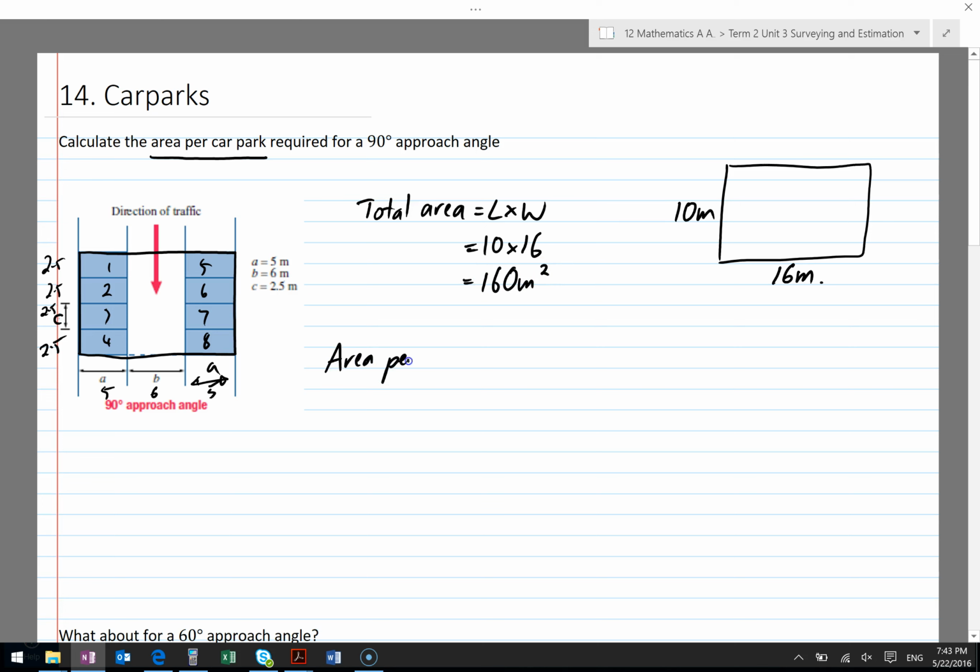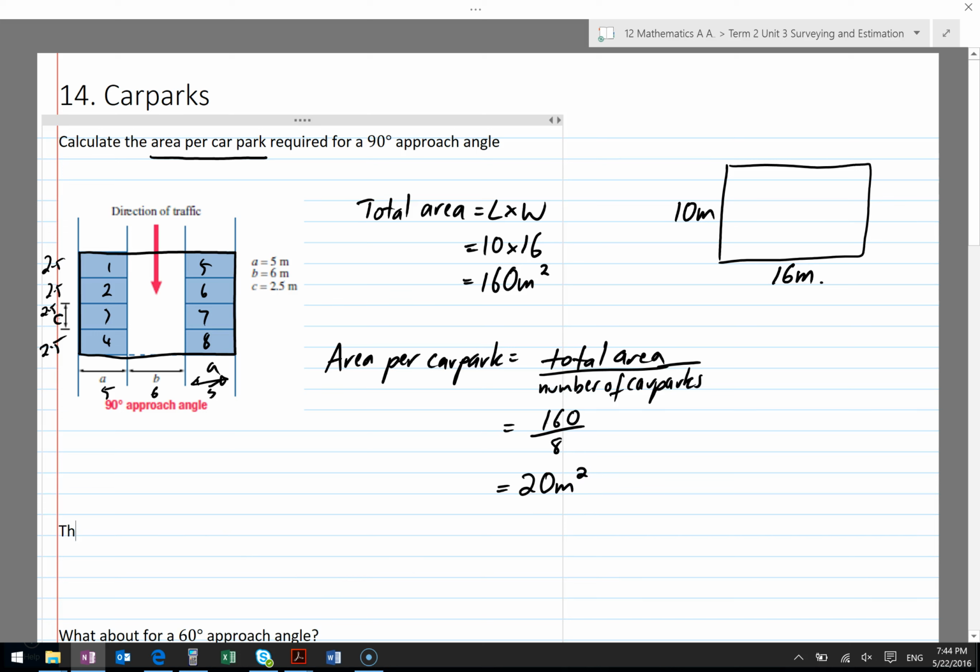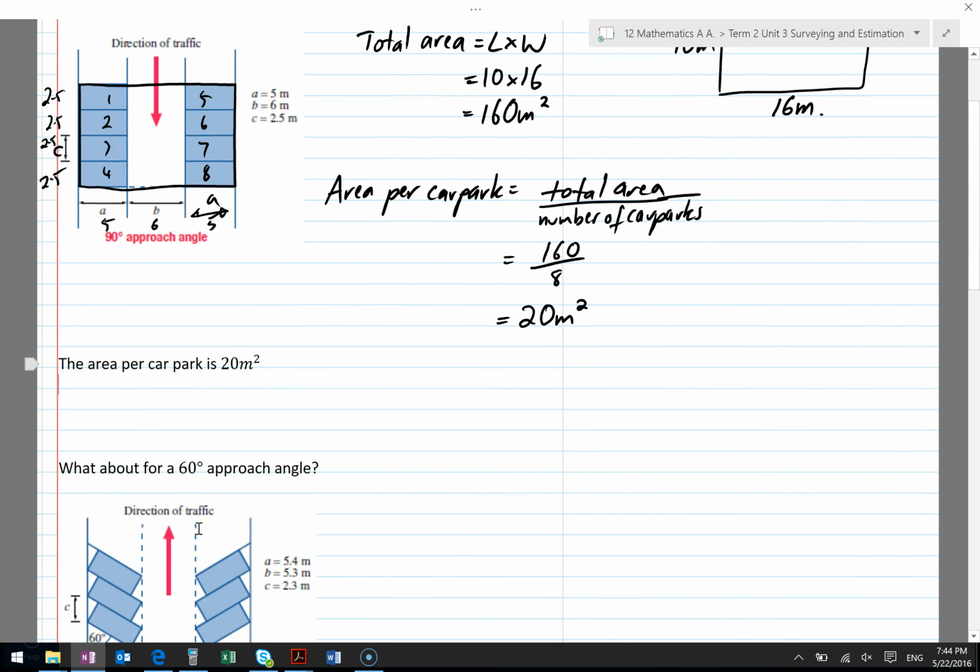So the area per car park will be the total area used divided by the number of car parks. That 160 divided by 8 will give 20 meters squared. I can write a statement down here: the area per car park is 20 meters squared. So that's one example.